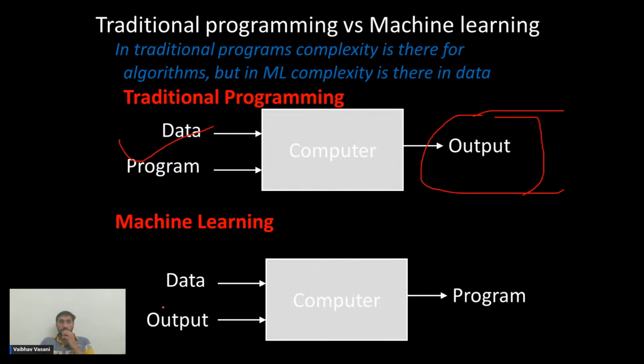But in the case of machine learning, we give data as input, and what we tell the computer is this is the output we want. Based on that, we get a program as output. Machine learning has a different approach. In both cases, data is input, but here program is the input and output is output. Here output is the input, but program is the output for us. This is something we need to understand: what is the difference between traditional programming and machine learning programming.